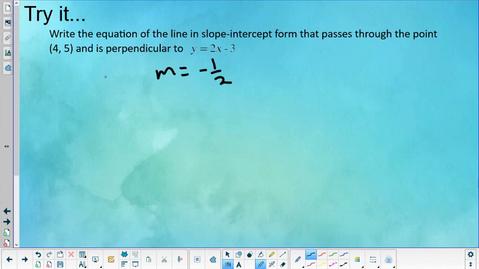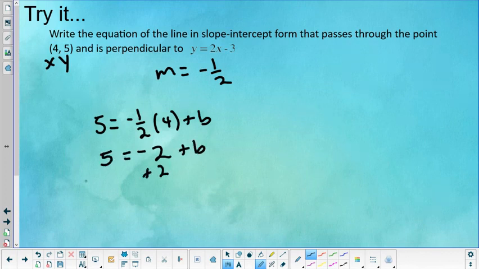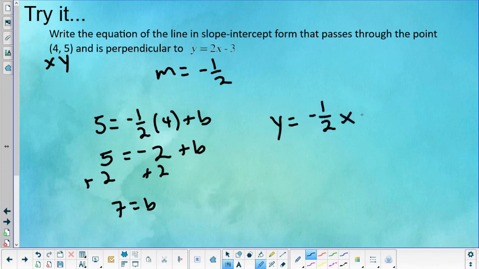Then I'm going to substitute everything in, my x and my y. So I have 5 equals negative 1/2 times 4 plus b. Well, negative 1/2 times 4 is negative 2. And if I add 2 to both sides, I get 7 as my b. So my new equation is going to be y equals negative 1/2 x plus 7. So this line is perpendicular to the other line.